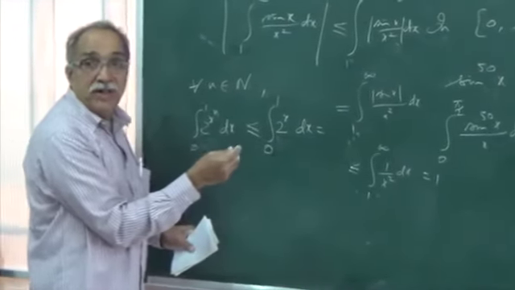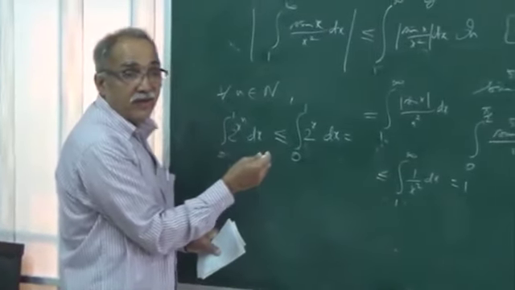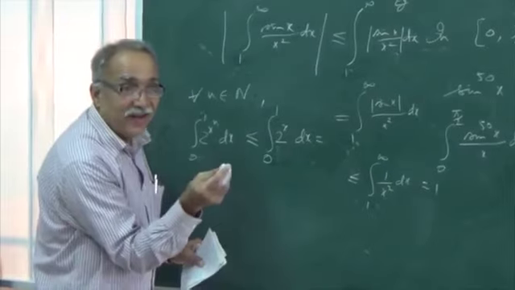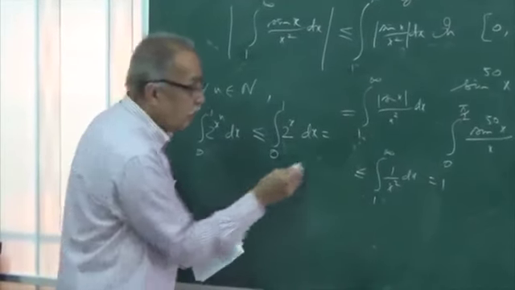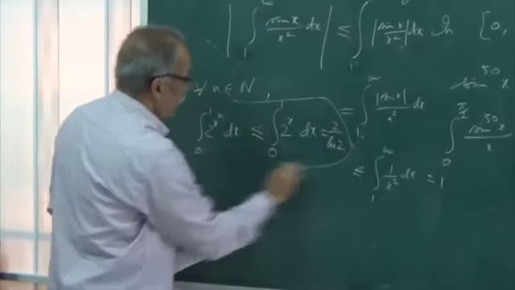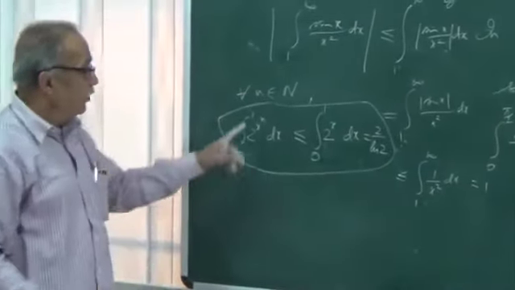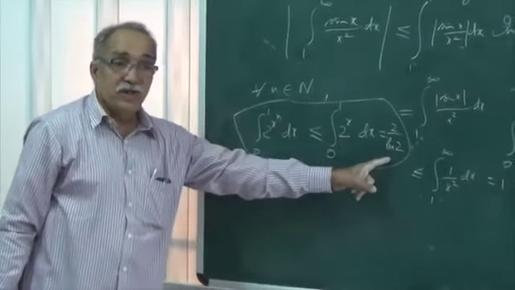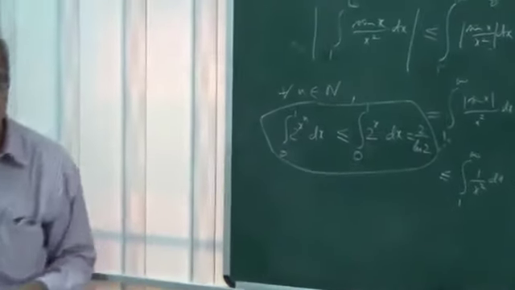Apply the limits. Final value will be 2 by log 2. For every natural number n, value of the integral will be less than or equal to this. Enough.